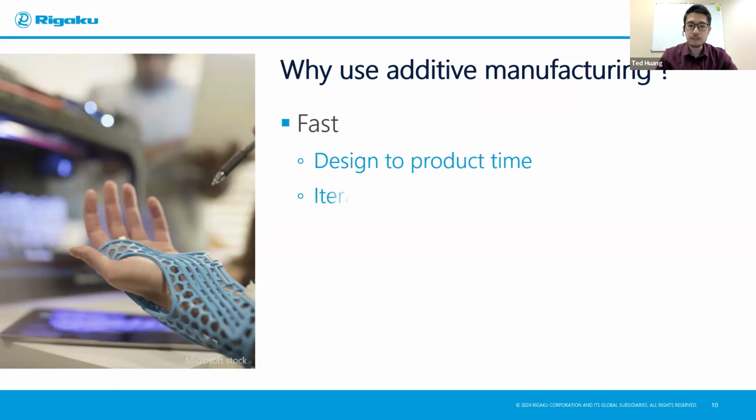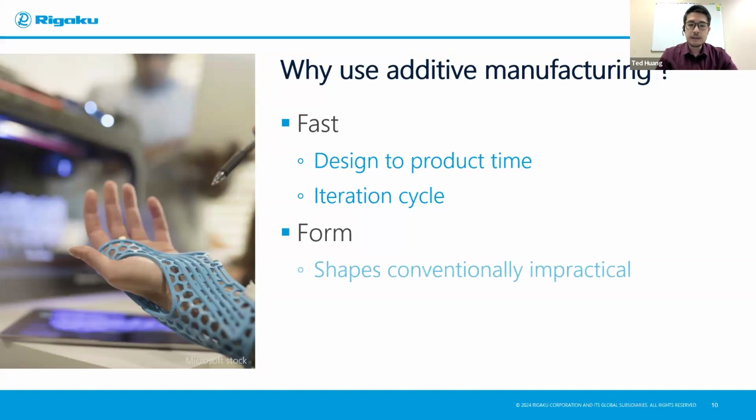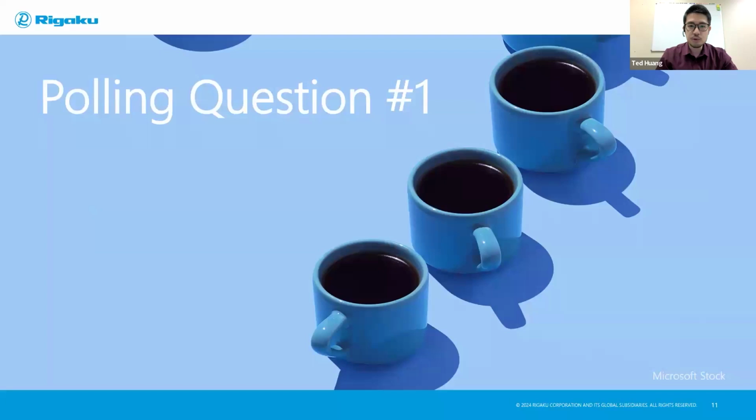And with this also comes a fast iteration cycle, meaning you can make your product really fast and then immediately learn how to improve on it and make the new batch or new version a better one. Another factor is form. Because of the degree of freedom additive manufacturing provides, there are many complex shapes that conventional manufacturing techniques are simply impossible or impractical to make. Now you have access to them. And lastly, as you just saw, there are a mass amount of material choices you can use using different types of additive manufacturing processes. So with that, I would like to go to the first poll question to ask every one of you some questions.